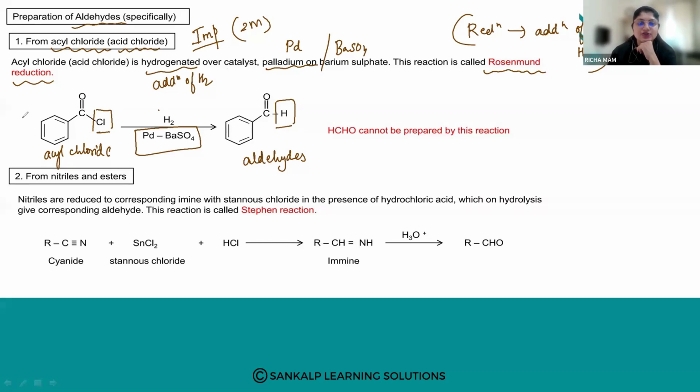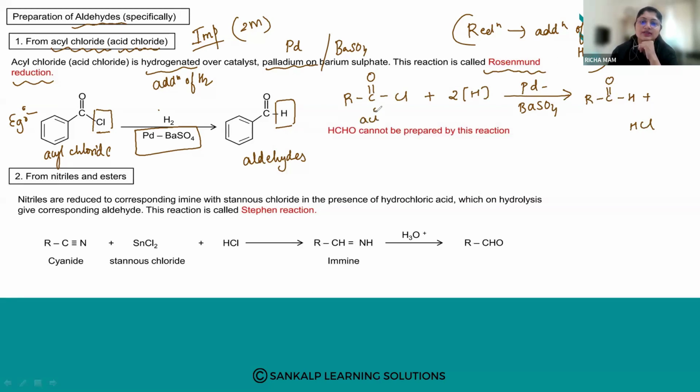So this is an example. Generally, how the reaction is given, please note it down. This is a general reaction that I'm writing: acid chloride plus 2H in the presence of palladium and barium sulfate BaSO4 will give you aldehyde plus HCl. So this is the general reaction. This is an acid chloride.